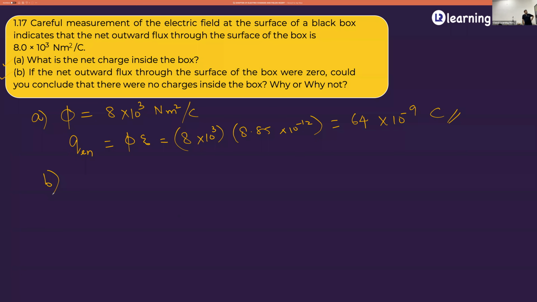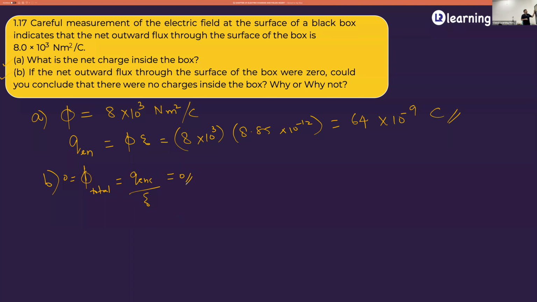See, this is what I explained in the previous problem. If the net outward flux through the surface of a box were 0, would you conclude that there were no charges inside the box? If the total flux through a cube had been 0, according to Gauss law, what are we trying to say? The total flux is equal to charge enclosed divided by epsilon naught. So if this is 0, Q enclosed will be 0.